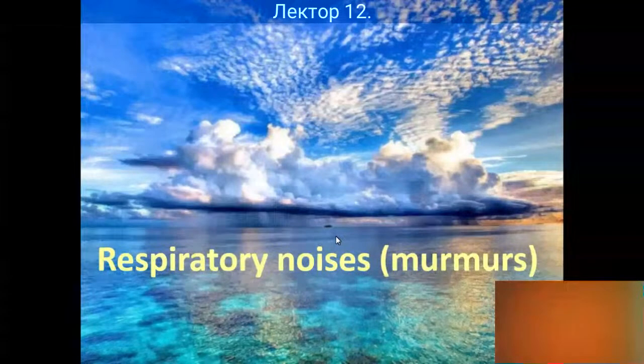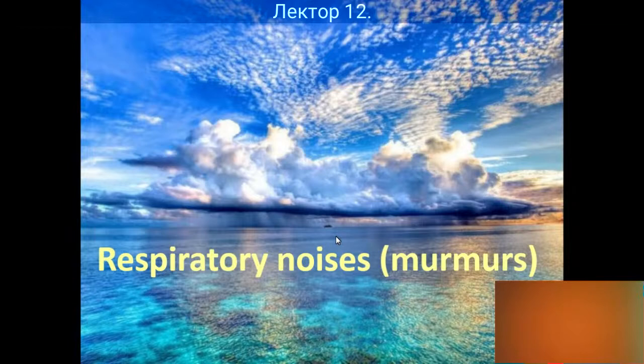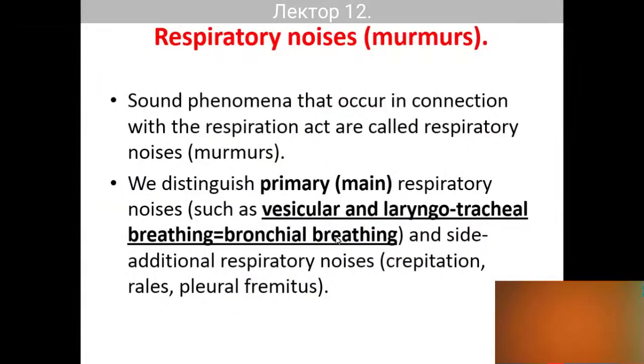Sound phenomena that occur in connection with the respiration act are called respiratory noises or respiratory murmurs. We distinguish primary or main respiratory noises, such as vesicular and laryngotracheal breathing, and side or additional respiratory noises, such as crepitation, rales, and pleural friction rub.